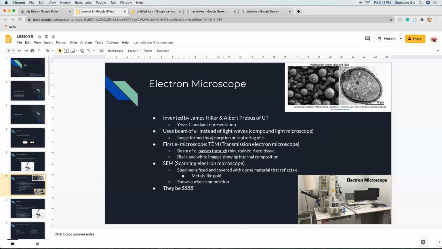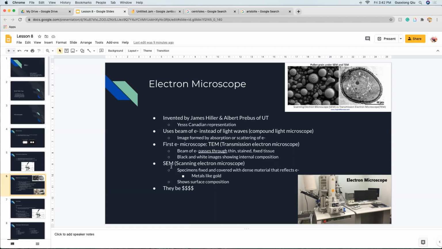It uses beams of electrons, and then passes. Wait, let me reread this. A beam of electrons passes through thin, stained, fixed tissue. There we go. Exactly what it sounds like. It creates black and white images showing internal composition. Here on the right, we have an electron microscope, and this is the image that you would get with a transmission electron microscope. Again, the electron beam passes through the object you're looking at. This is important to know.